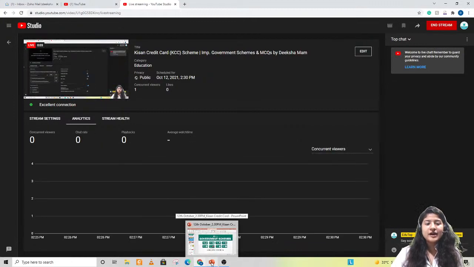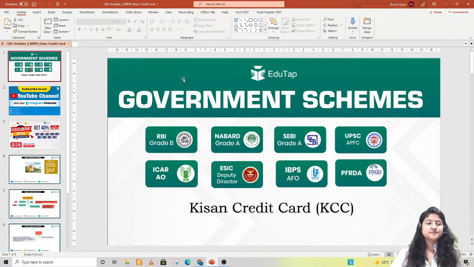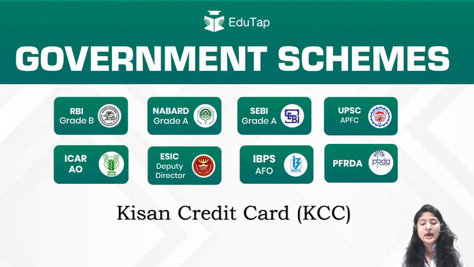And today we are going to study a very important scheme from all the examination point of view, and the name is Kisan Credit Card. All right. So this particular scheme, it is important. As you can see in the slide also, there are so many examinations which ask questions from this.